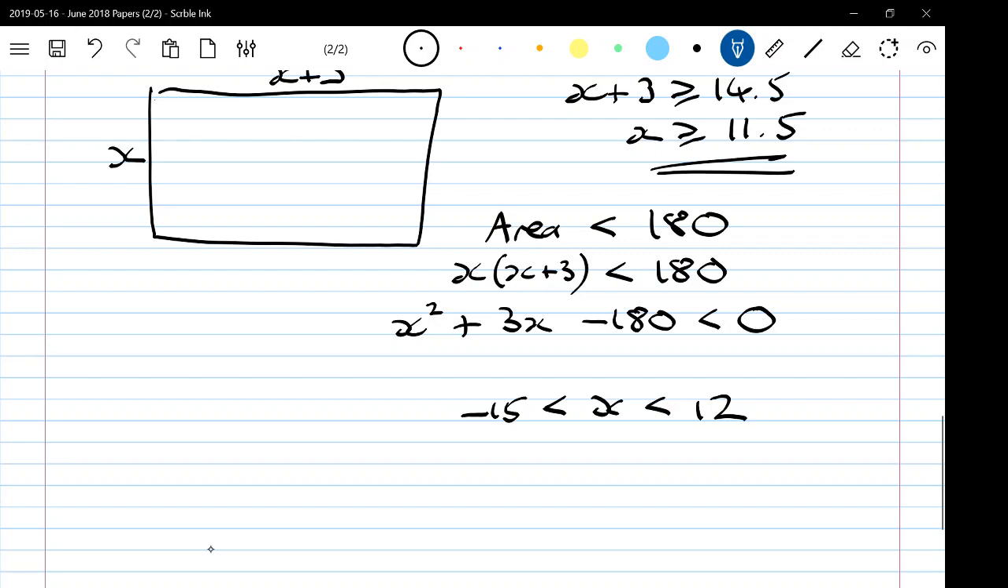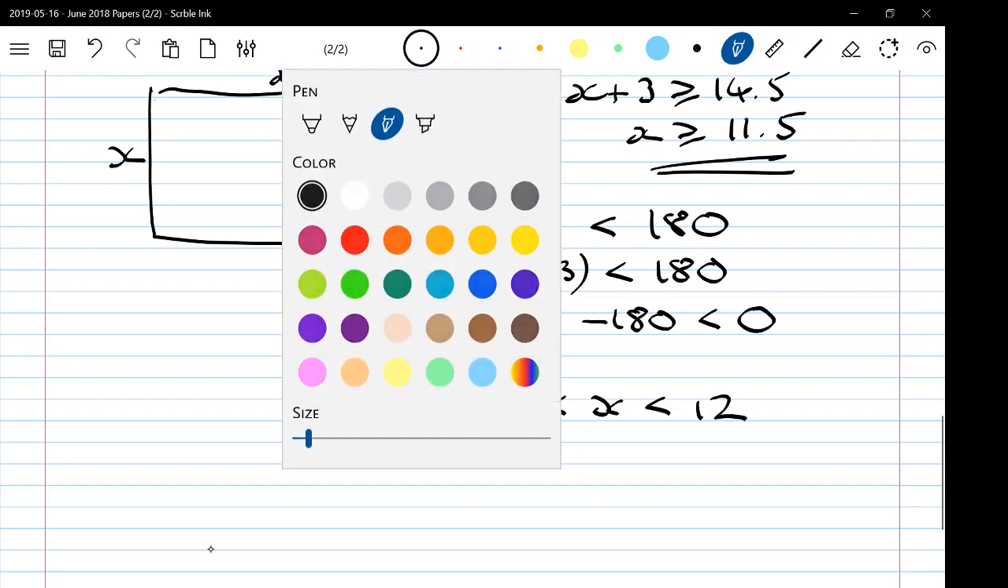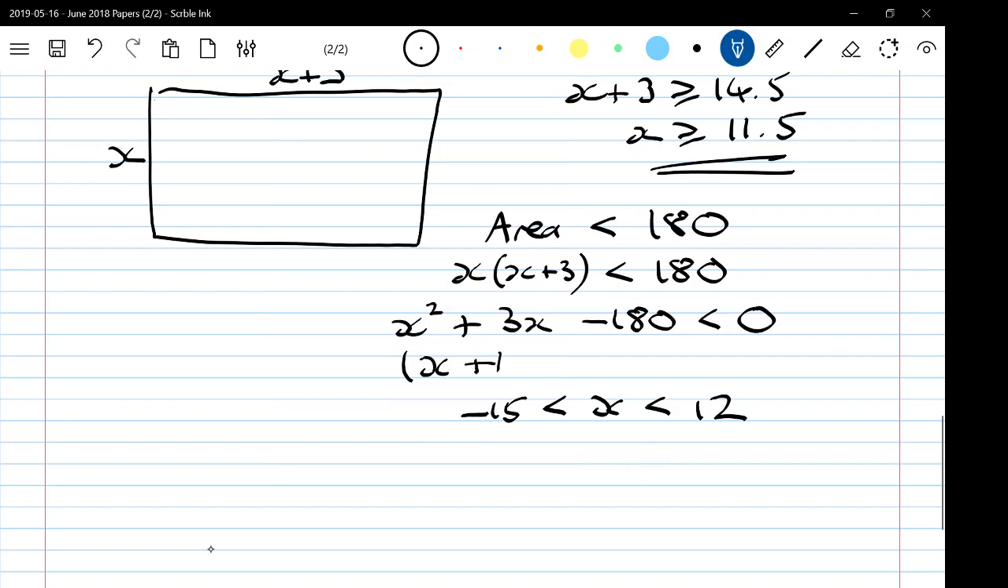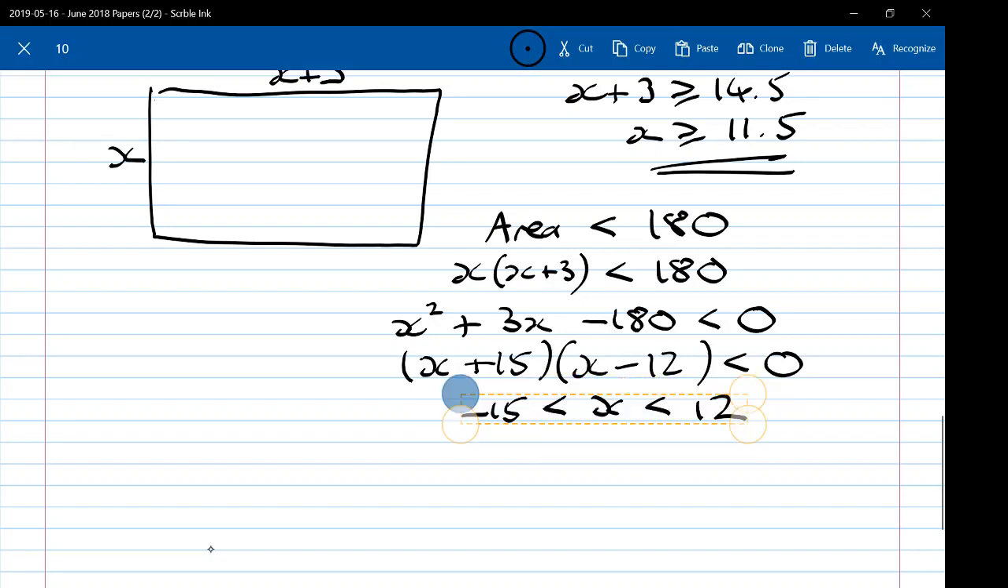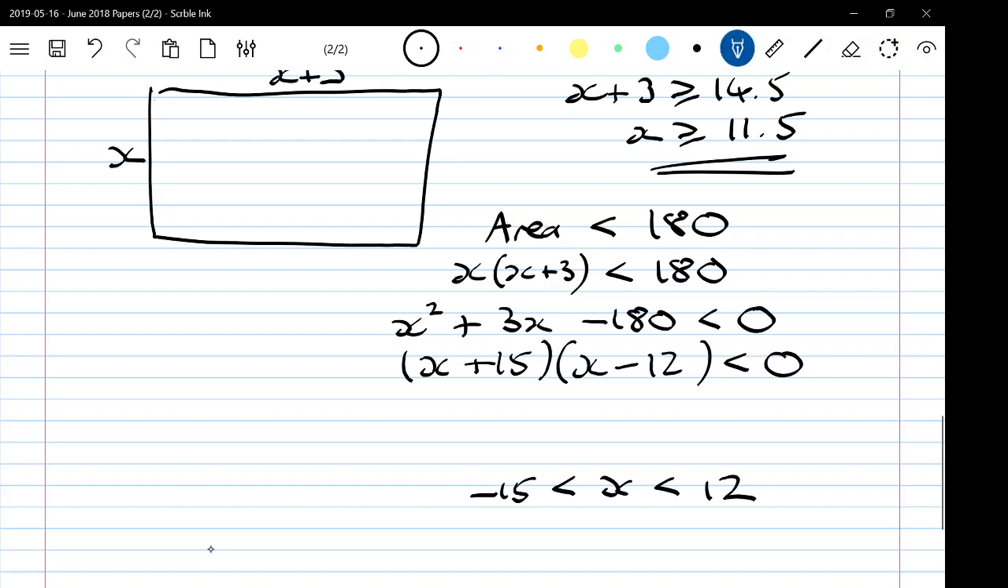Knowing that that's the answer, why don't we just fill in the gaps to make sure we get all the marks? So this must be x plus 15 and x minus 12 less than 0. And we could even say that it has critical values at minus 15 and plus 12. And that leads us to the answer.